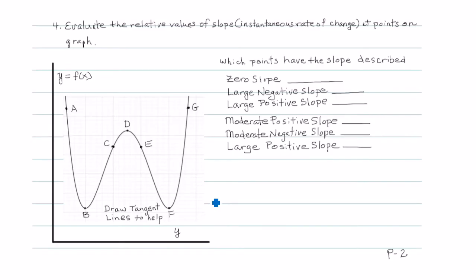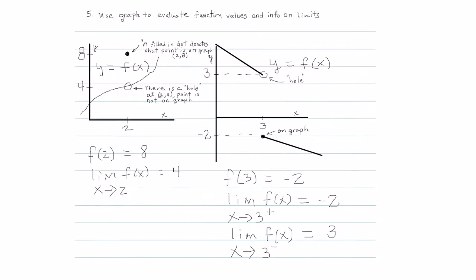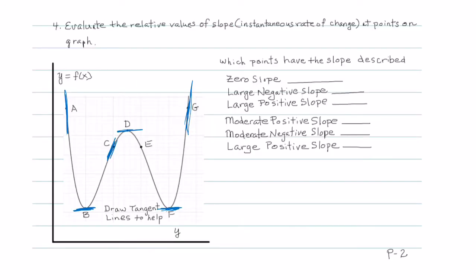So we can just go and draw tangent lines. And I'm not a great artist, but here's a tangent line at G, a tangent line at A, a tangent line at C, and a tangent line at E.